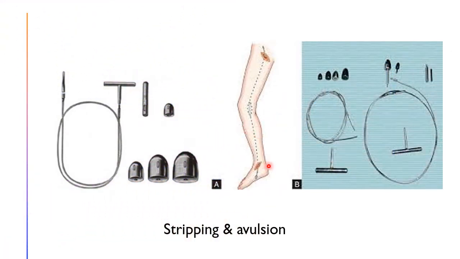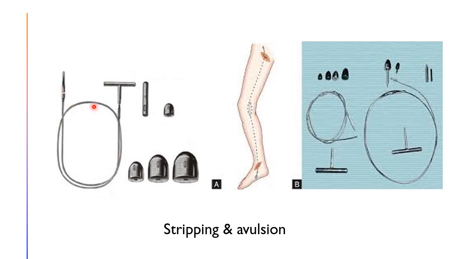Okay, this picture here shows you the metal stripper. It's got a T handle here for you to hold, and at the tip you can put various size heads. Normally for the smaller veins you use the smaller stripper head, whereas for the big veins you can use the big one. So you decide on the size dependent on the severity of the varicose veins.